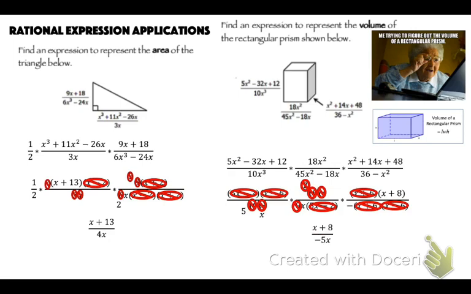So I'm left with, oh, this is wrong, because we have this x right here also. So I'm left with x plus 8 over negative 5x squared, which can also be written, we can just move that negative in front, so this would be negative x plus 8 over 5x squared. Cool?